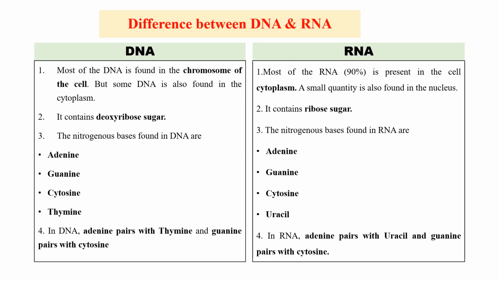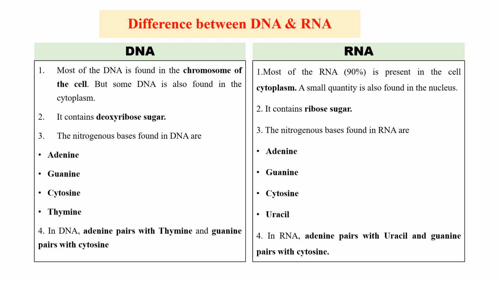Let's see the difference between DNA and RNA. Most of the DNA is found in the chromosomes of the cell, but some DNA is also found in the cytoplasm. Most of the RNA is present in the cytoplasm. A small quantity is also found in the nucleus. DNA contains deoxyribose sugar, whereas RNA contains ribose sugar. The nitrogenous bases found in DNA are adenine, guanine, cytosine, and thymine, whereas the nitrogenous bases found in RNA are adenine, guanine, cytosine, and uracil.